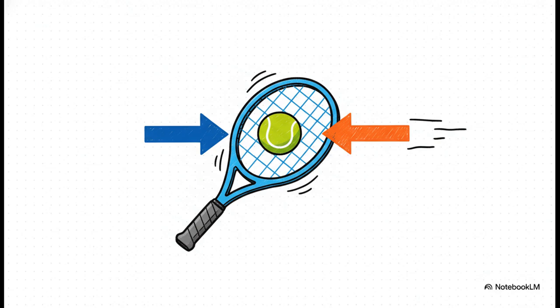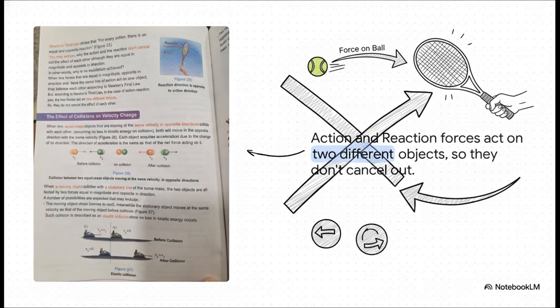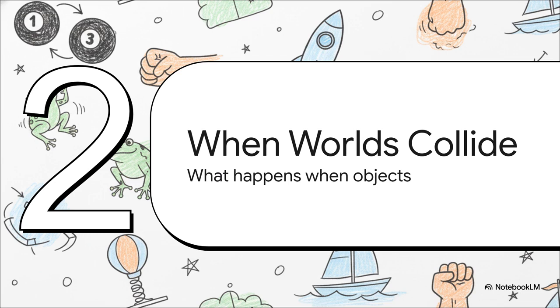And here's the real kicker. While the forces are equal, their effects are totally different. Thanks to Newton's second law, the ball's tiny mass means it goes flying, while the much heavier racket and player barely move. You can see it perfectly right here. One force acts on the ball, sending it soaring across the court. The other force acts on the racket, which the player feels as that thwack of impact. They can't cancel out because they aren't fighting over the same object. That is the secret.